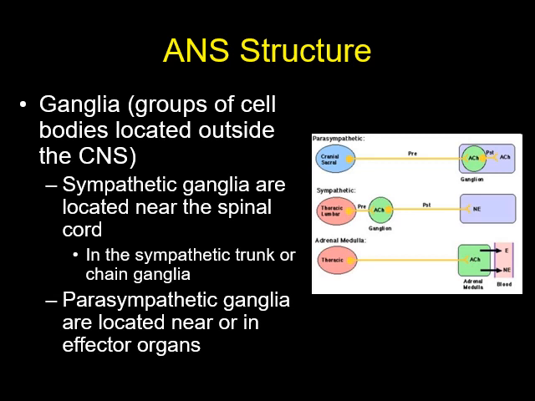Ganglia, again, are groups of neuronal cell bodies located outside of the brain and spinal cord. Sympathetic ganglia are located right near the spinal cord in the sympathetic trunk or sympathetic chain ganglia. Parasympathetic ganglia are located near or on effector organs.